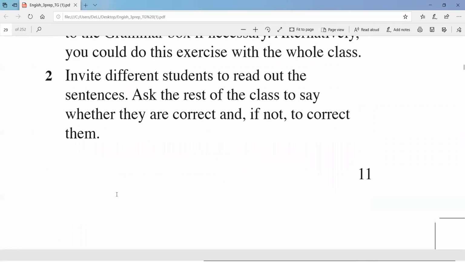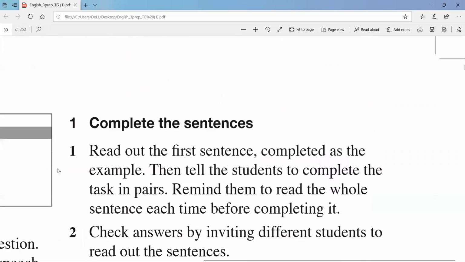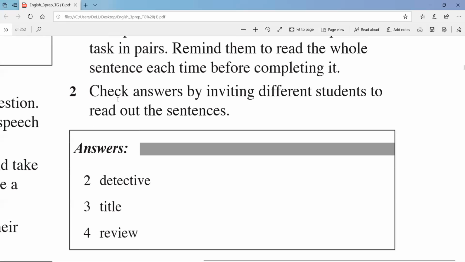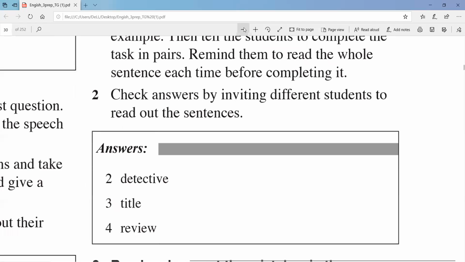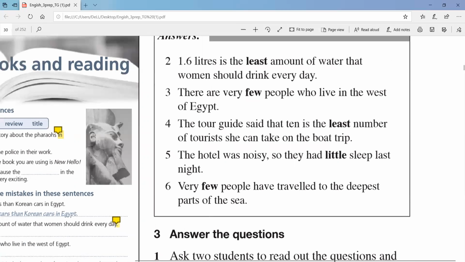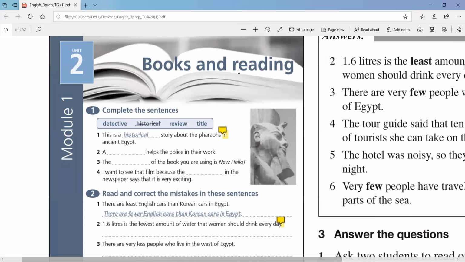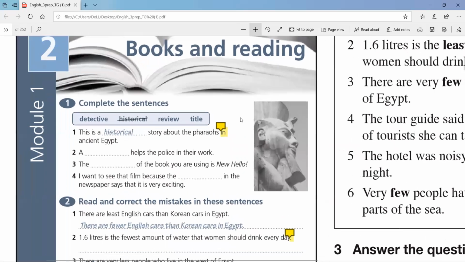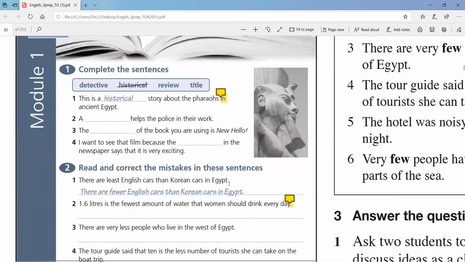Okay, now let's go to the second part of our lesson, that is the workbook. Here, complete the sentences. We will use words from the box: detective, historical, review, title. The first one is done for you.